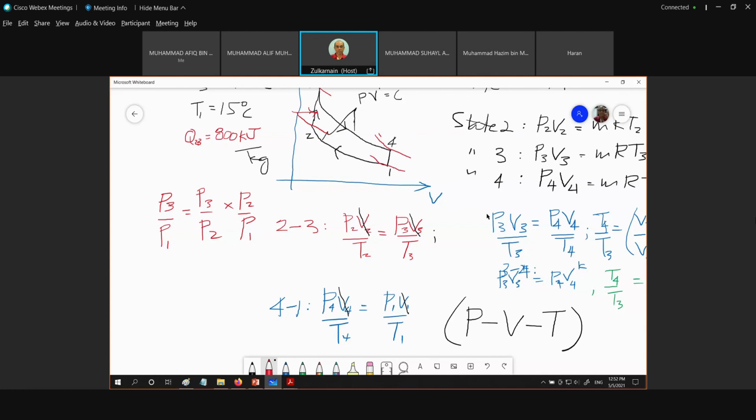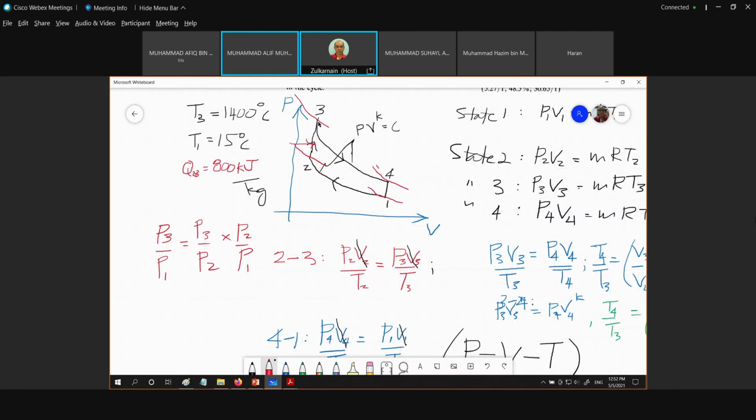Kita stop dulu sini, kita sambung lah. Sir, yang 2-3 ni sir. Ya, saya tengok yang 2-3 tu, kan kita ada P2 over T2 equal to P3 over T3. Kalau kita transfer, boleh. So we use this one. Because we have known T2 and T3, correct? So we could get the P3 over P2 from this equation.